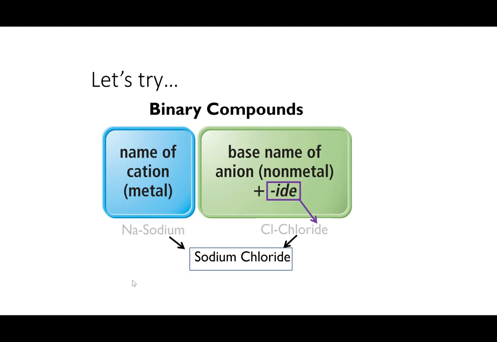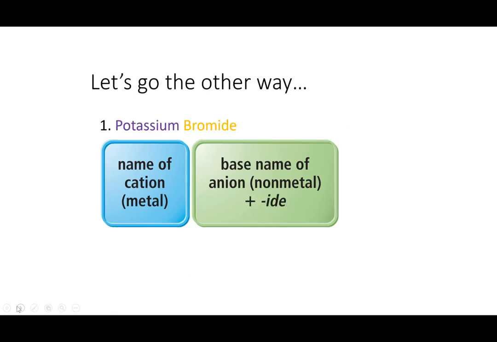Going from the formula to the name is very, very easy. Going the other way takes a little bit more thought. It takes a few more steps. So we're going to talk now about how we go from the name to writing the chemical formula. So here we see potassium bromide. The first step is going to be to get the chemical symbols onto the paper.